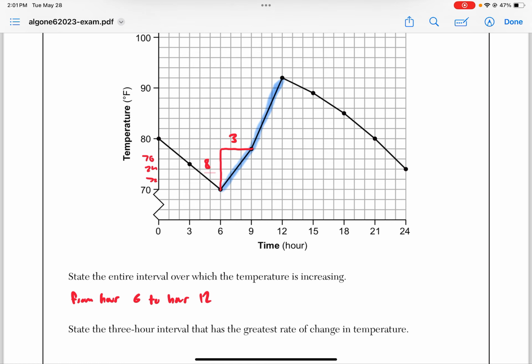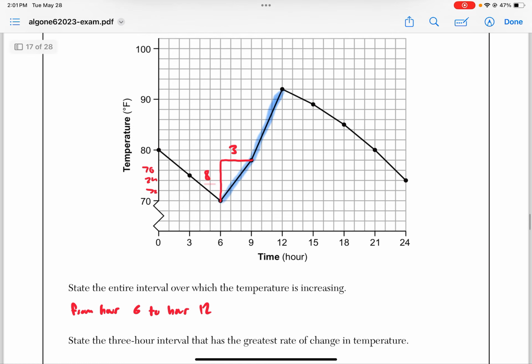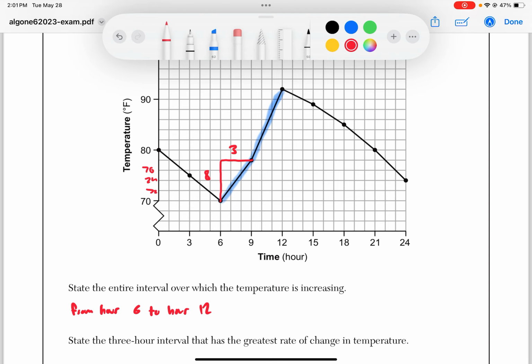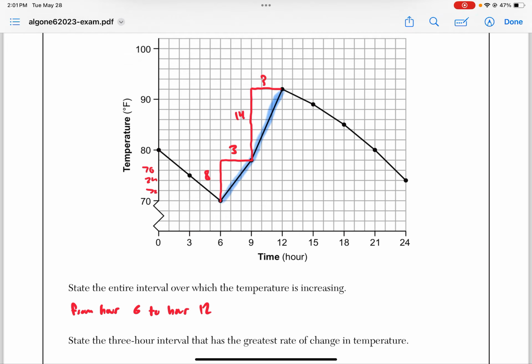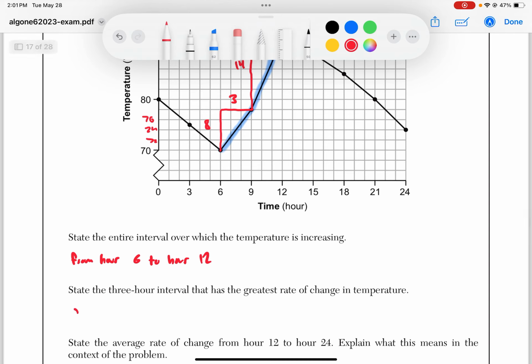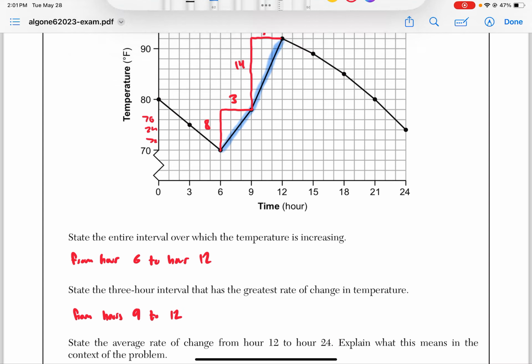So can I find a steeper slope than that? Well, this one's going up 1, 2, 3, 4, 5, 6, 7. 1, 2, 3. So that's going up 14 degrees in 3 hours. That slope is the steepest one I'm going to find here. So from hours 9 to 12, I have the steepest slope.